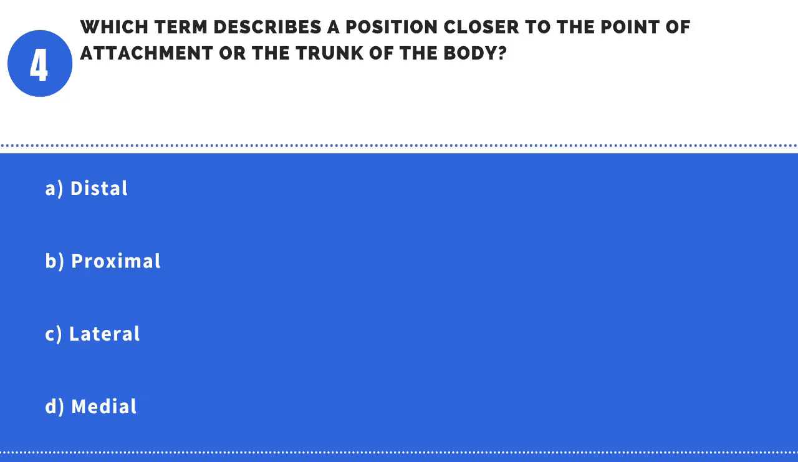Question 4. Which term describes a position closer to the point of attachment or the trunk of the body? A. Distal. B. Proximal. C. Lateral. D. Medial.